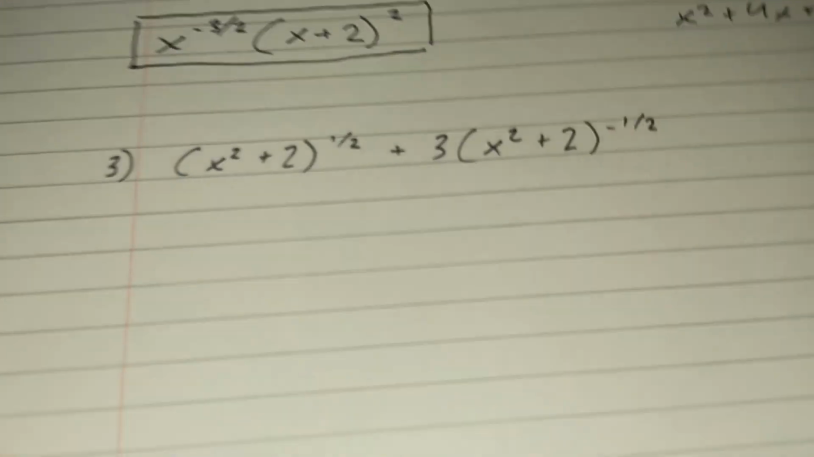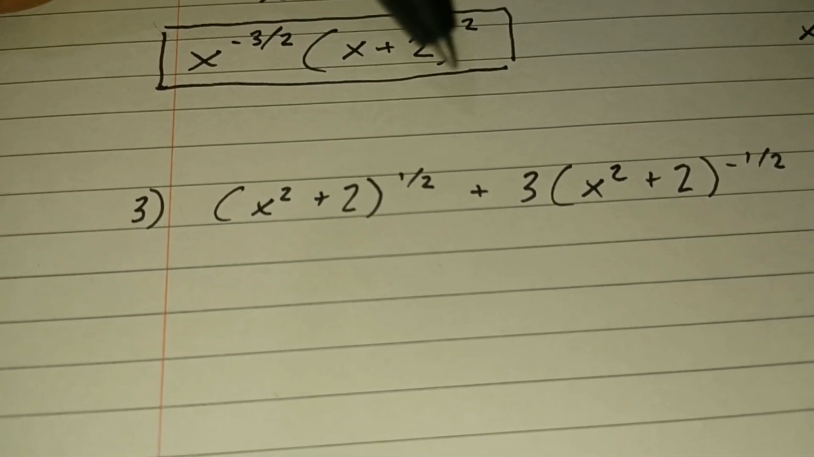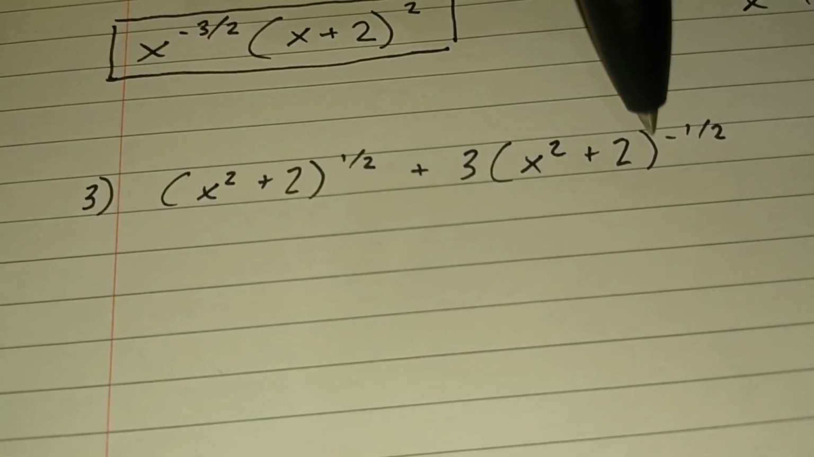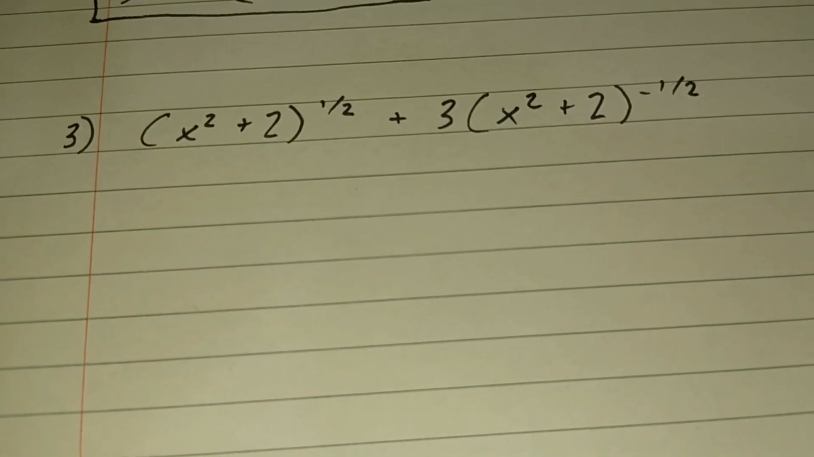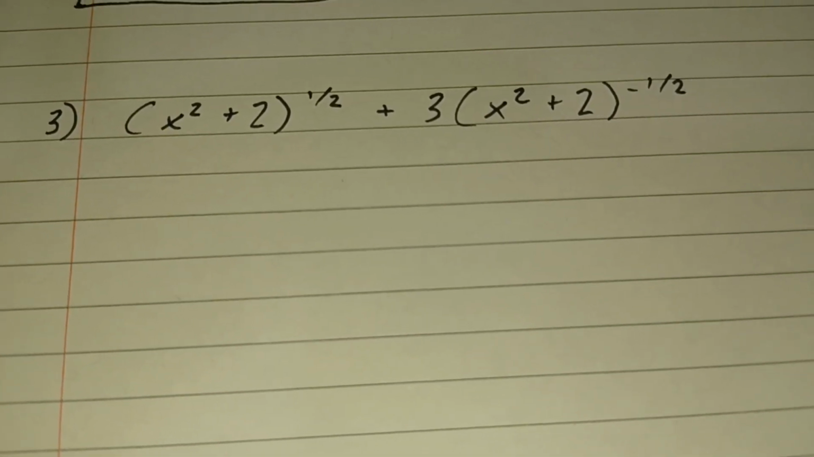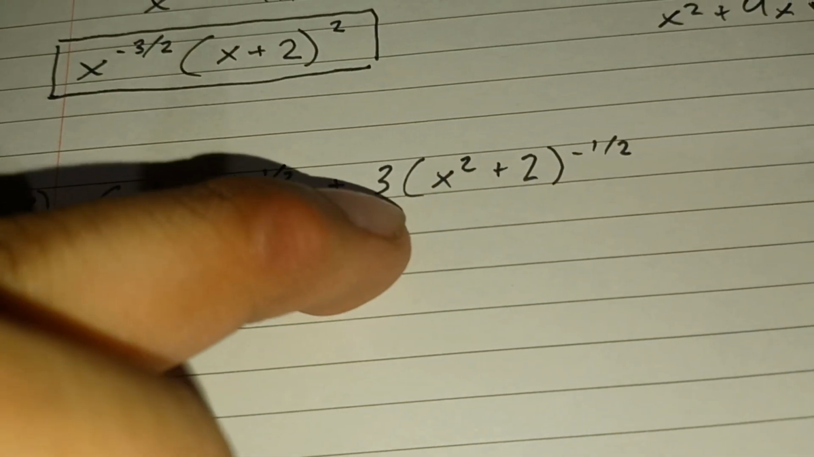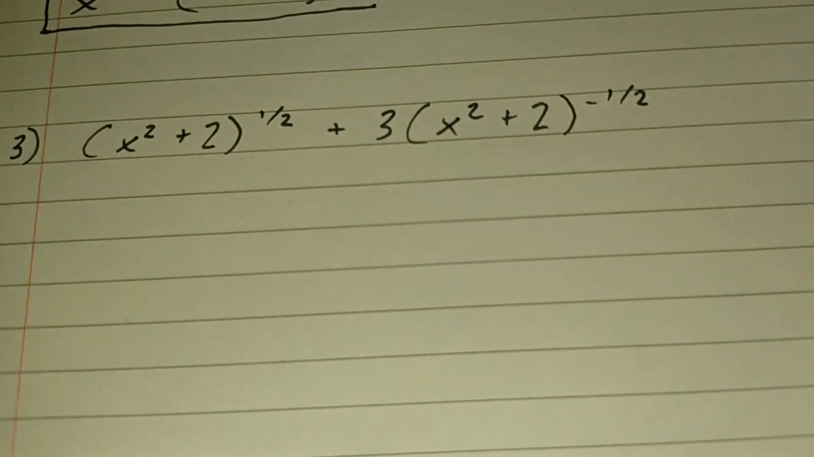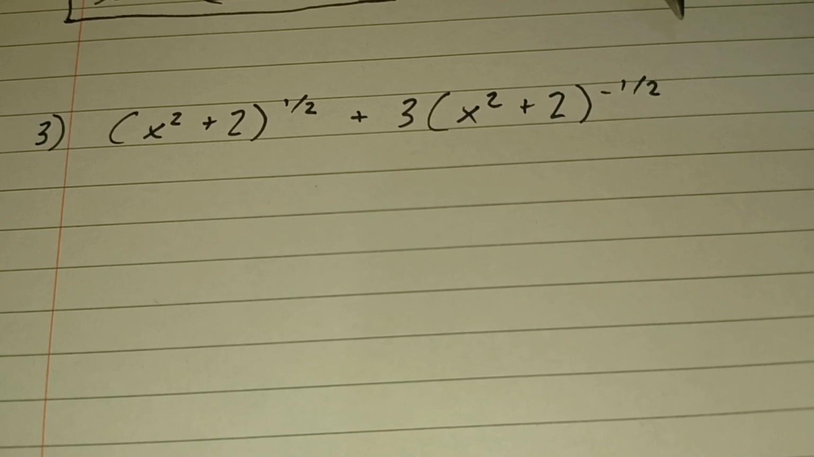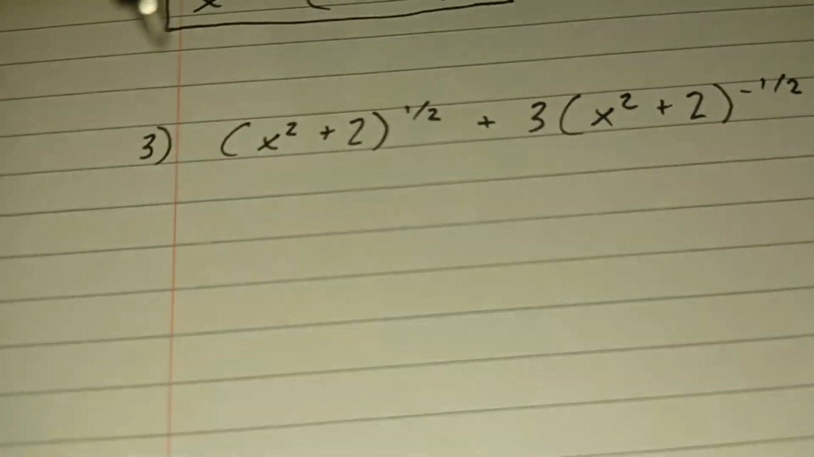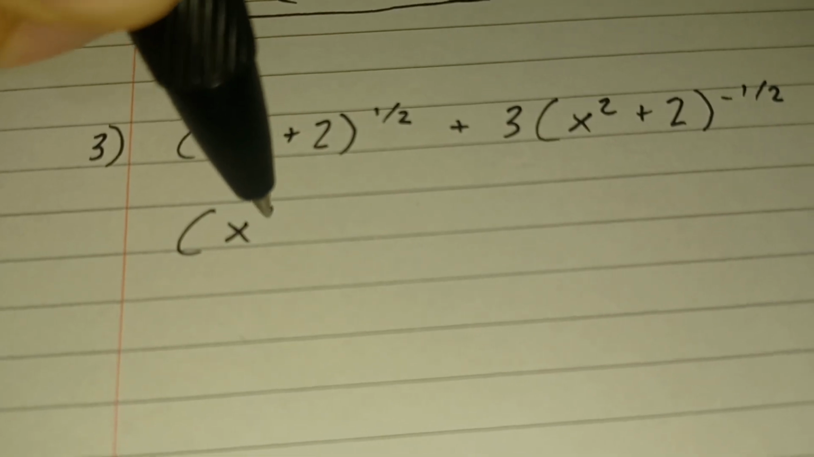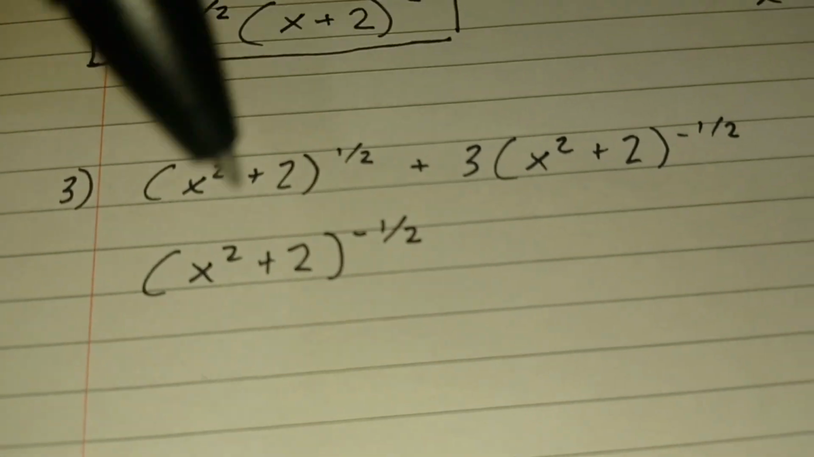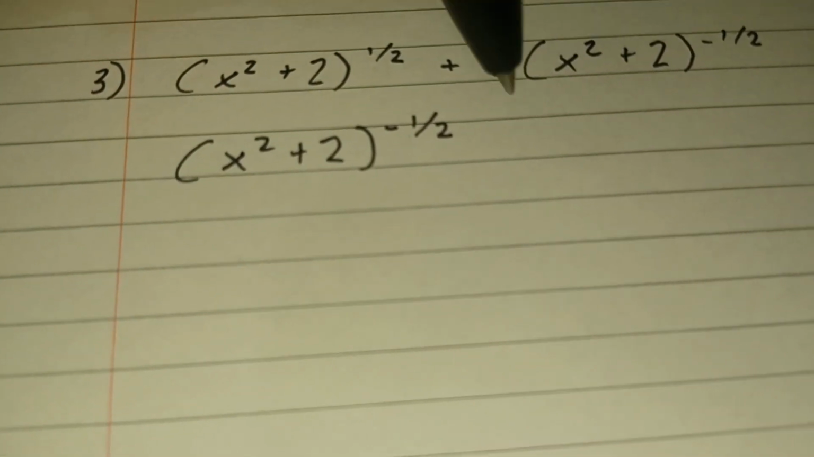Right, so now we have number 3. Parentheses x squared plus 2 to the 1 half power plus 3 times x squared plus 2 to the negative 1 half power. We see that they both have an x squared plus 2 in common, these two terms right here, separated by the plus sign. And we can also take out the smallest exponent. In this case, it's going to be the negative 1 half. So let's take out the x squared plus 2 to the negative 1 half power, because this is what they all have in common. And let's do some brackets here.